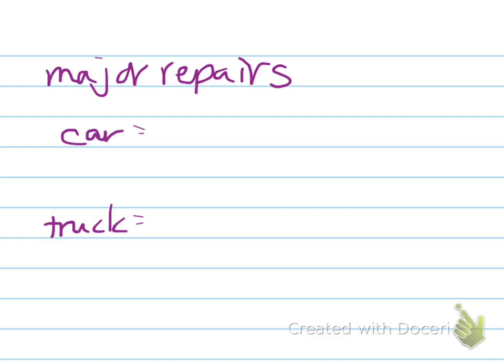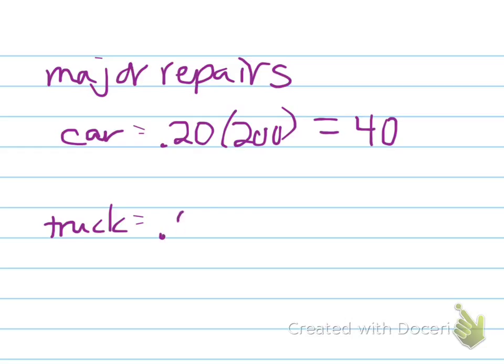Major car repairs happen about 20% of the time. So we're going to do 0.20 and multiply that times 200. That's going to end up being 40 different repairs. We can do the same thing for the trucks. The major truck repairs happen about 8% of the time, so 0.08 times 200, and that is going to leave us with about 16 of those.